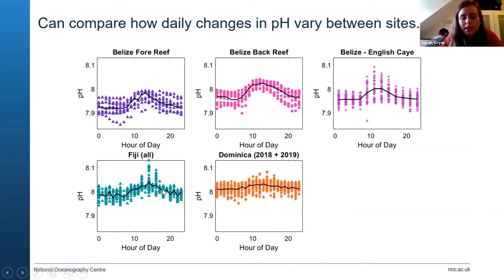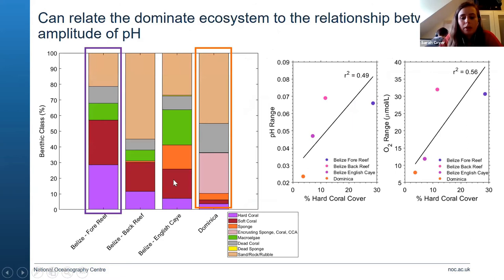So if we take this range in pH and relate it to percentage hard coral cover, we can see that as coral cover increases, so does the pH range. So we see a bigger cycle in the median pH range from these sites when there's more hard coral. And the same is also true for oxygen. As hard coral cover increases, so does the oxygen range. And this black line is just the best fit line between these 4 points.